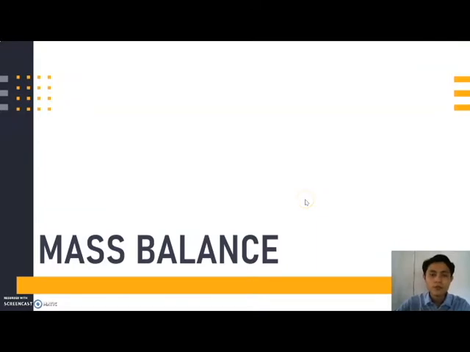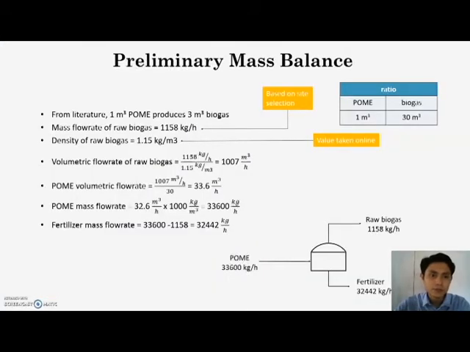Before simulation of the process is carried out, the preliminary mass balance is calculated first. From literature, it is found that 1 meter cube of foam is able to produce 3 meter cube of biogas. Using 1158 kg per hour as the basis of biogas mass flow rate, which is chosen based on site selection, we can calculate the amount of foam to be used and the amount of fertilizer that can be produced.